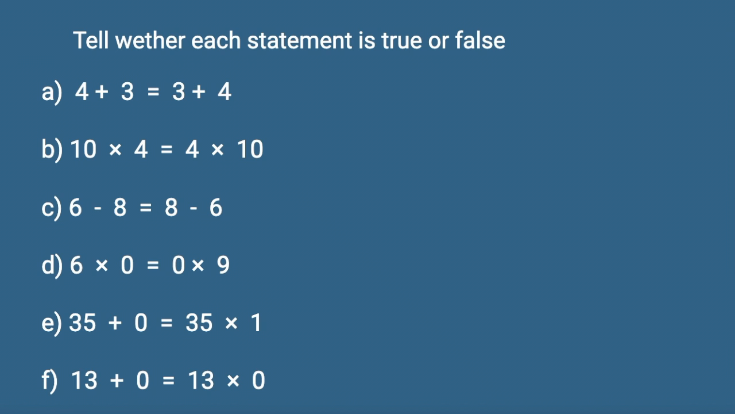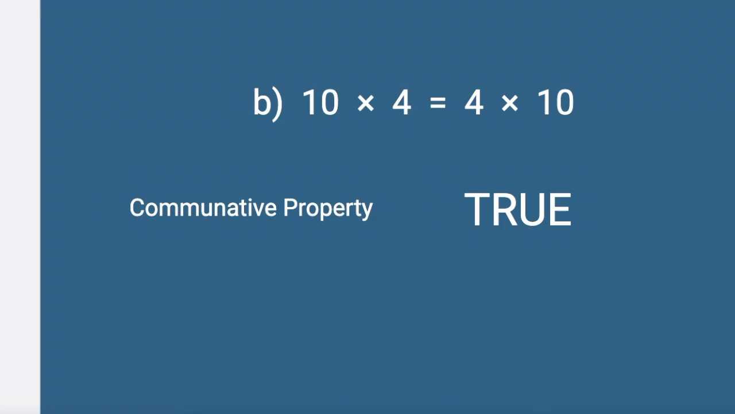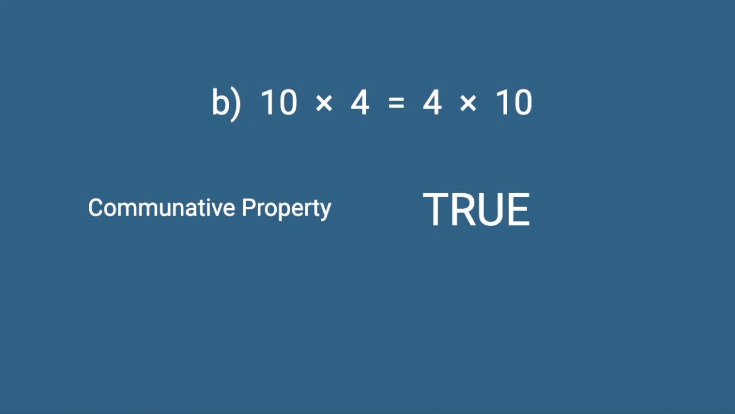Okay, now let's do some examples and practice. Tell whether each statement is true or false. You can pause the video and try it yourself. I'm going to continue. Okay, A, 4 plus 3 equals 3 plus 4. Because of the commutative property, that is true. That's really easy. That's almost a picture-perfect example of the commutative property. 10 times 4 equals 4 times 10. Another commutative property, true. Very easy. Another picture-perfect example.